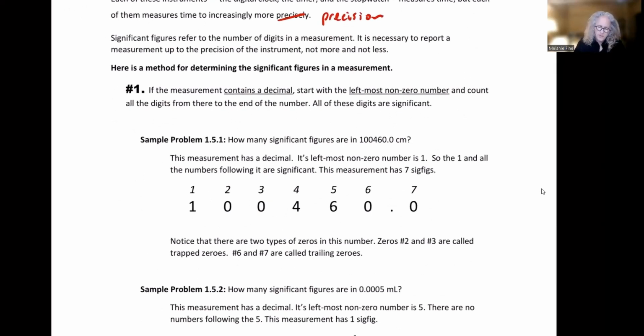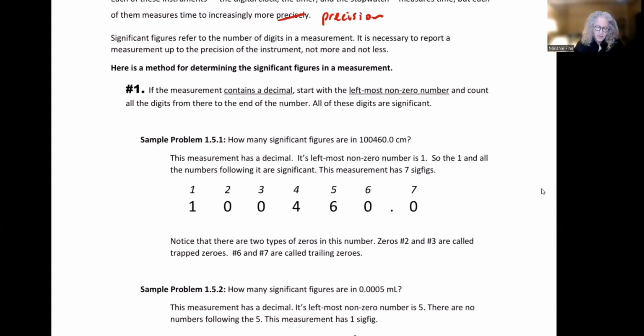Here's a sample problem, and we'll walk through this. How many significant figures are in 100,460.0 centimeters? Here's a method for determining the significant figures in a measurement. Number 1, if the measurement contains a decimal, you start with the leftmost non-zero number and count all the digits from there to the end of the number. All of these digits are significant.